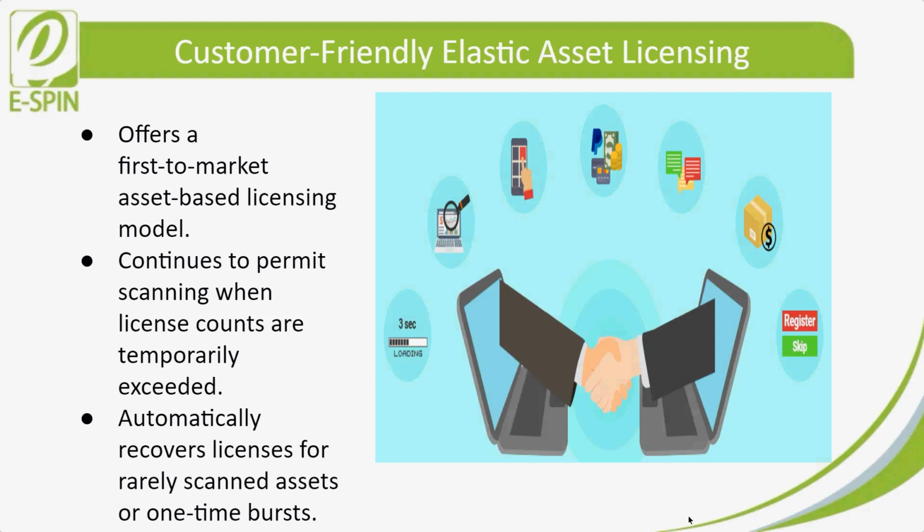First feature is customer-friendly elastic asset licensing. Tenable IO offers a first-to-market asset-based licensing model that consumes just a single license unit per asset, even if the asset has multiple IP addresses. The solution's elastic model also continues to permit scanning when license counts are temporarily exceeded and automatically recovers licenses for rarely scanned assets or one-time bursts.